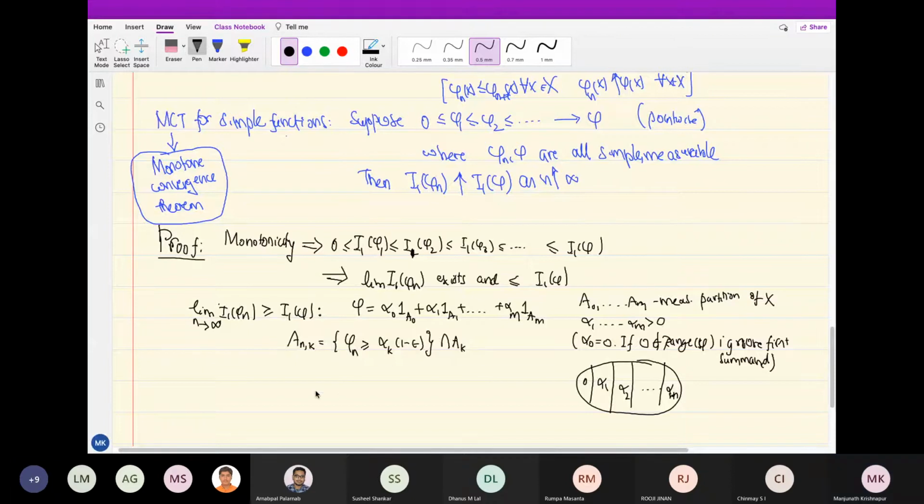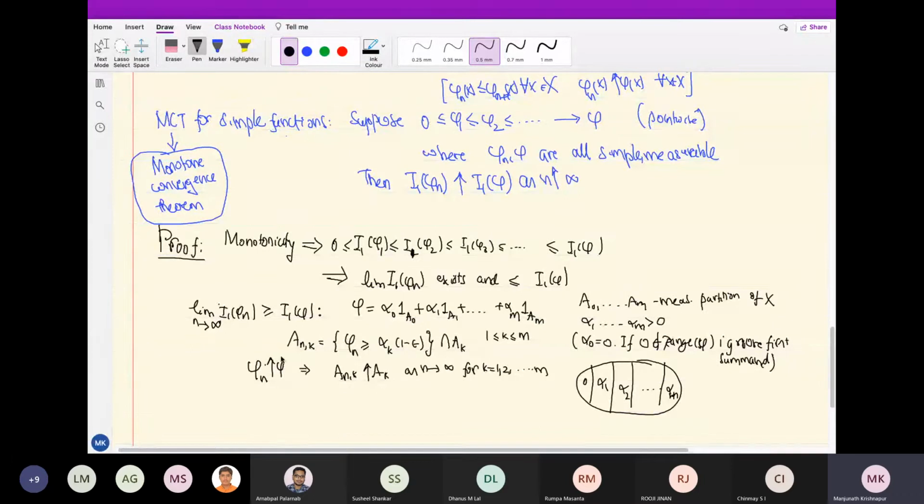And then what we see is that phi_n increases to phi, right? This implies that these sets A_nk increase to A_k, for k equals 1 up to m. So I do this only for 1 less than or equal to k less than or equal to m. I know the part where it is 0, I don't care. I don't define that. Only on the remaining parts I do this.